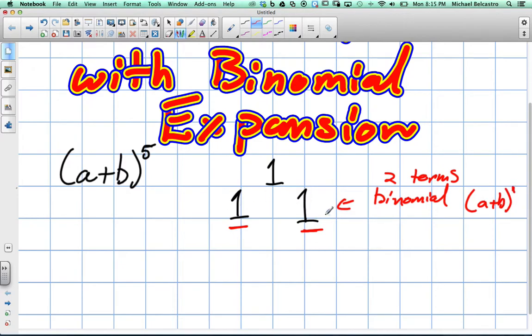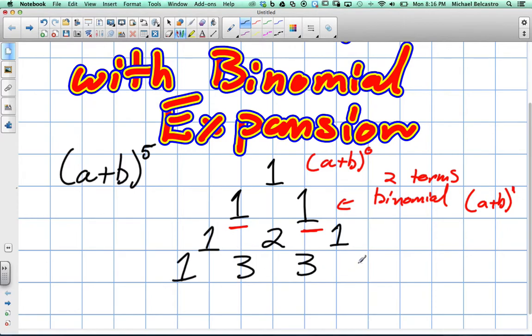Right? These are essentially your coefficients. This here represents (a + b) to the power of 0. Anything to the power of 0 is the number 1. And then our third row, for binomial expansion, is to the power of 2. We end up with 1, 2, 1. Then we end up with 1, 3, 3, 1. Then we end up with 1, 4, 6, 4, 1.